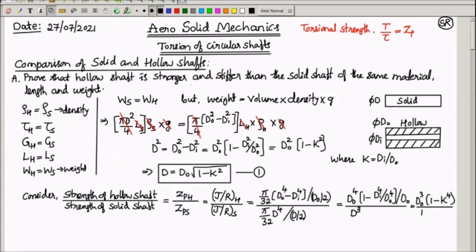I will split it into d square into d because I want to use equation 1 here. And I'll substitute equation 1 now. So the numerator will be d naught cube into 1 minus k power 4 as it is. In the denominator, in place of d square, I will substitute d naught square into 1 minus k square, into d. D is what? D naught root 1 minus k square.